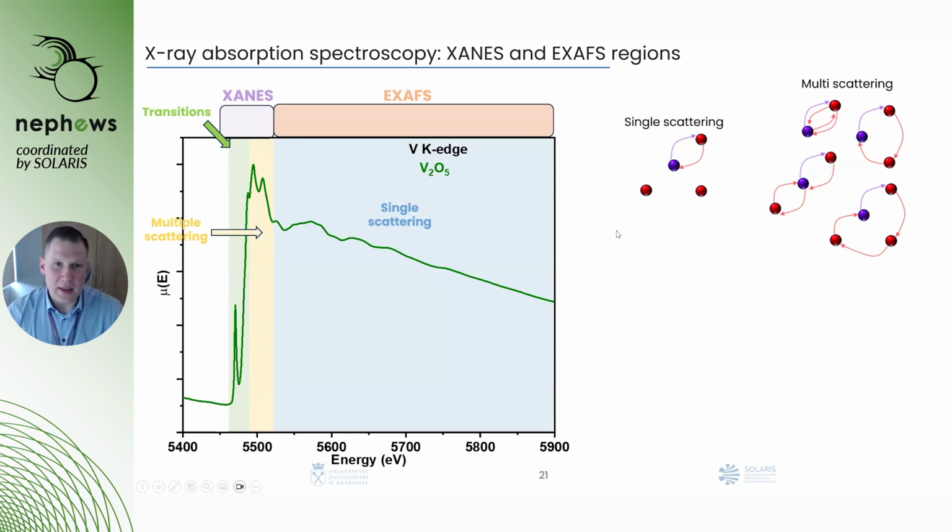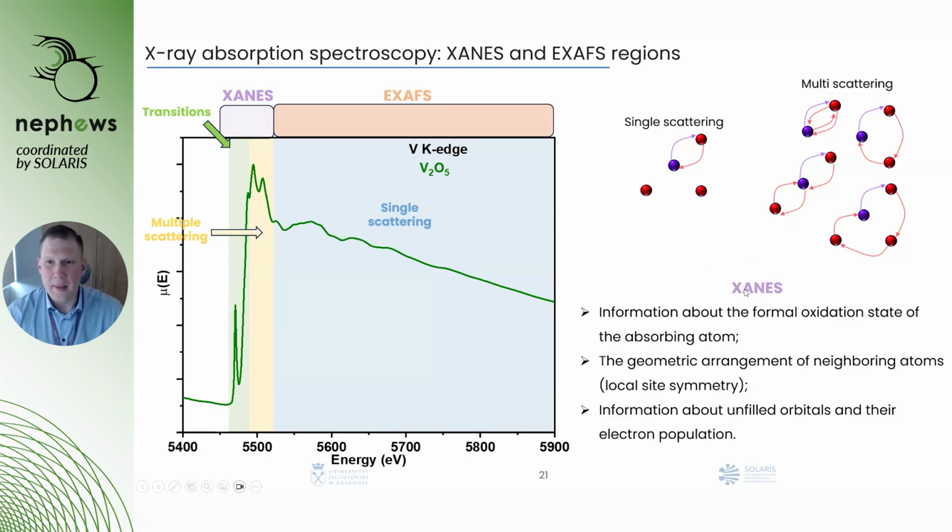In the case of single scattering, it is used in the range which is called EXAFS. Here we mostly analyze single scattering events, where we have an outgoing wave, it is scattered from the neighboring atom and comes back to the absorbing atom. Okay, taking into account then that the XANES region contains this information about transitions and multiple-scattering paths, we can say that from analysis of the XANES region of the absorption spectrum, we could get information about the formal oxidation state, because it's actually the electronic structure of the atom.